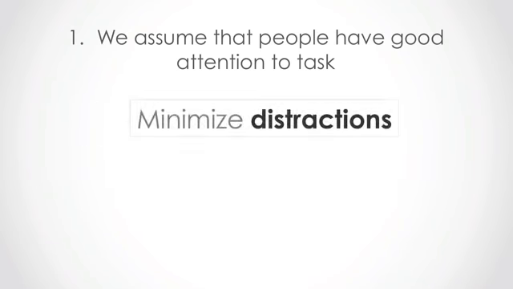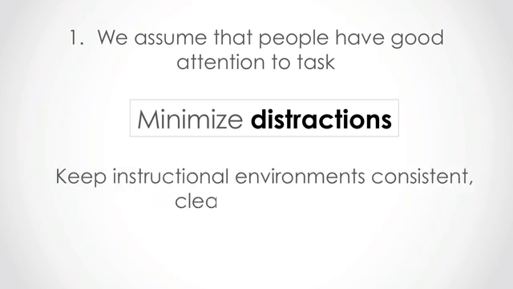Also, let's minimize distractions. This is really important. So we're keeping instructional environments consistent, clear, and discrete. Over time, try to keep the instructional place the same in terms of how they are ordered, structured, and organized. Be consistent in how instruction is delivered and keep unnecessary distractions, such as unused equipment, out of sight.